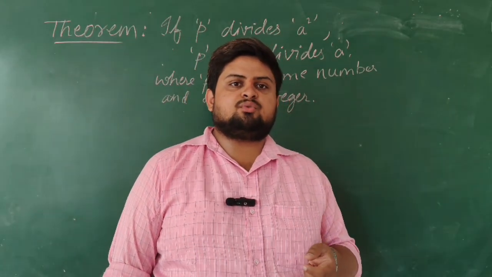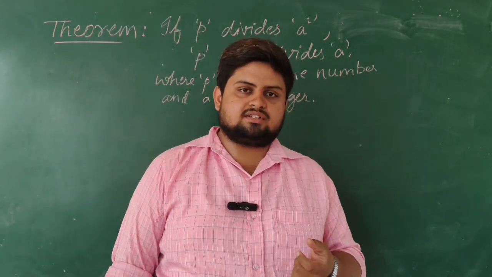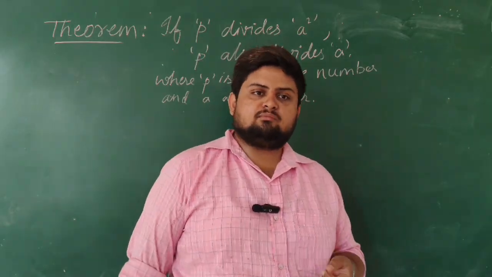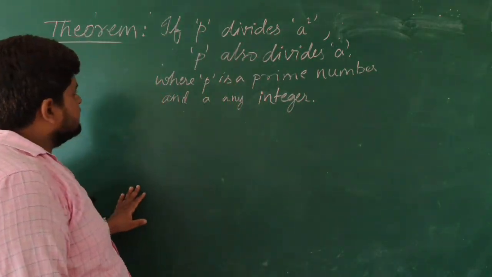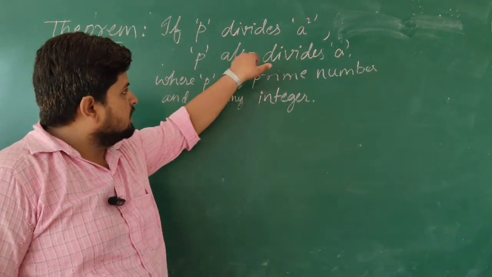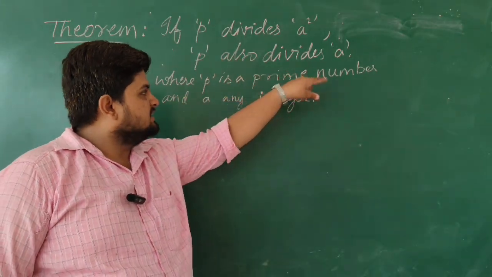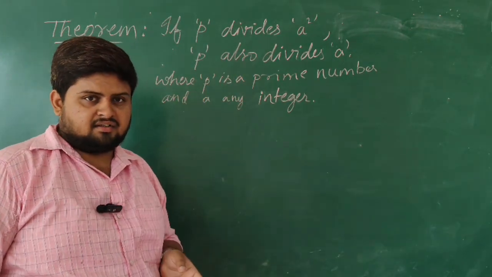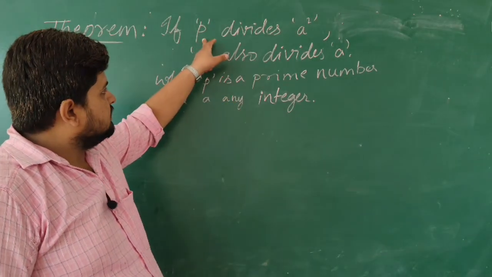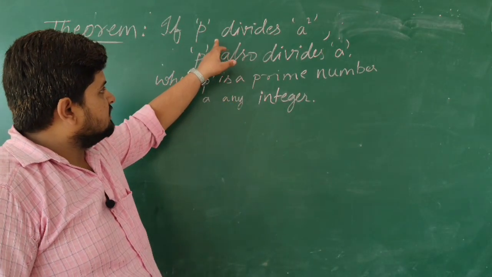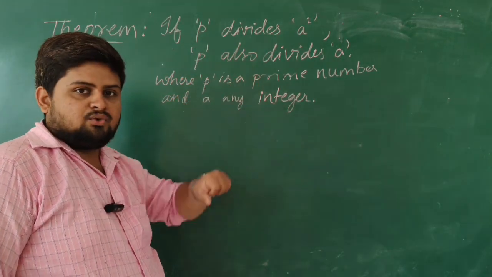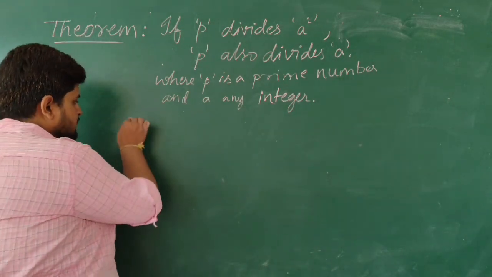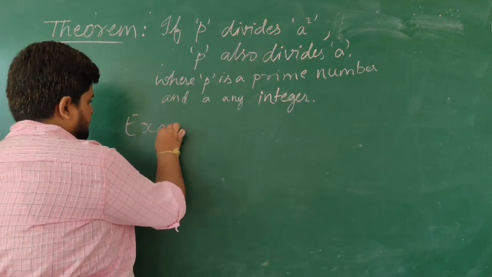Before going into the proof of certain numbers being irrational, we have to study one more theorem, which says: if p divides a square, then p also divides a, where p is a prime number and a is any integer. So this says if p divides a square, then p also divides a. Let me demonstrate it with a simple example.